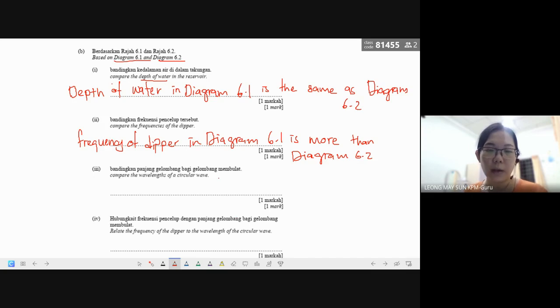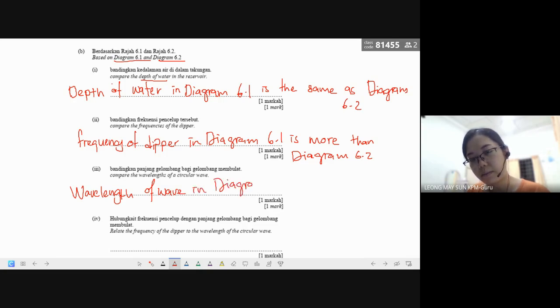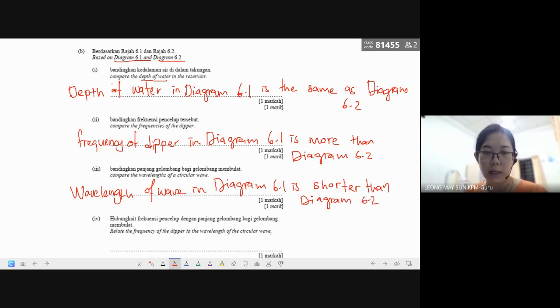Okay, compare the wavelength of the circular wave. I remember just now that 6.1 is actually shorter. So wavelength of wave in diagram 6.1 is shorter than diagram 6.2. Okay, and then finally, the question asks to relate the frequency of the dipper to the wavelength.